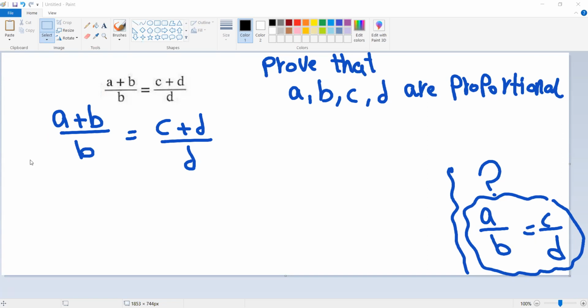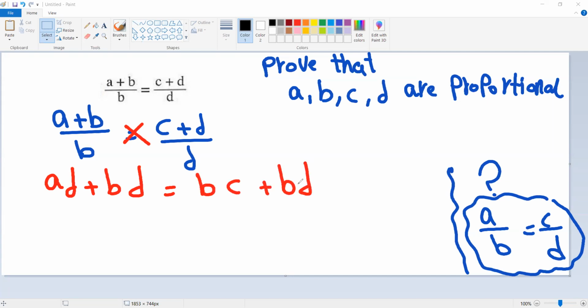So what we are going to do here is just cross multiply. So a plus b multiplied by d: d times a is ad, and b times d is bd, is equal to b times c, which is bc, and b times d is bd. Then we have bd and bd, they cancel. You are left with ad is equal to bc. So a over b is equal to what?